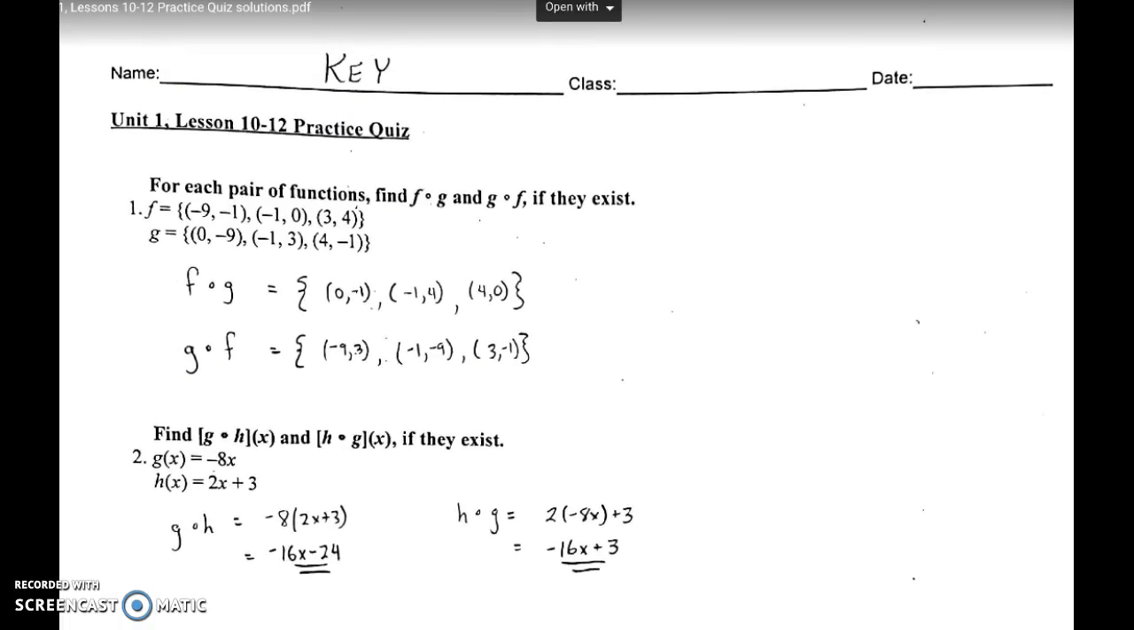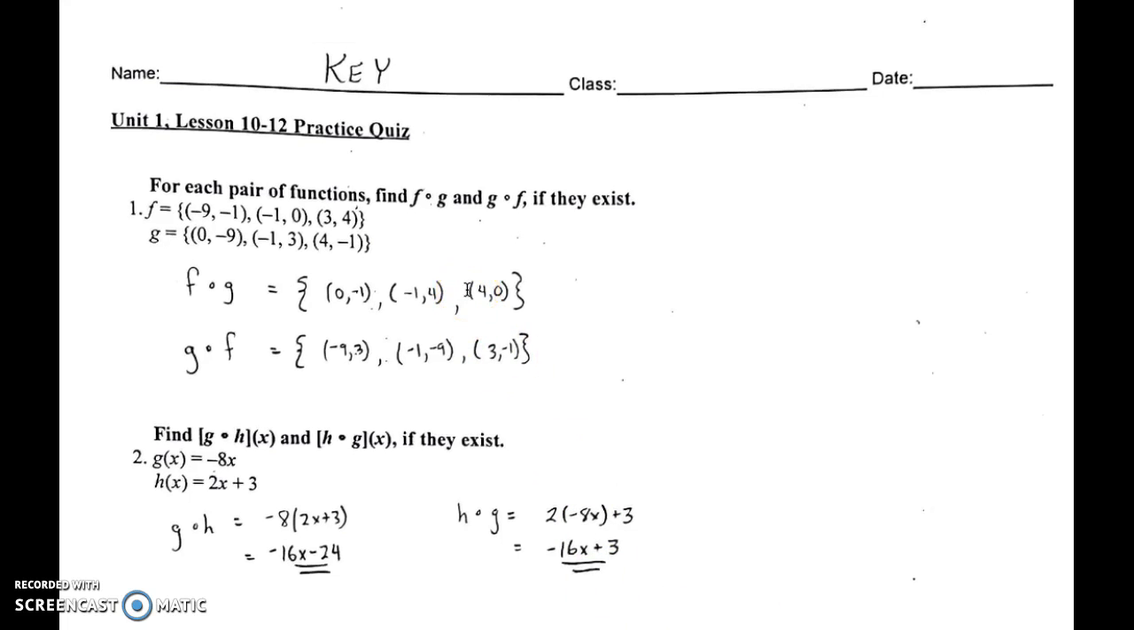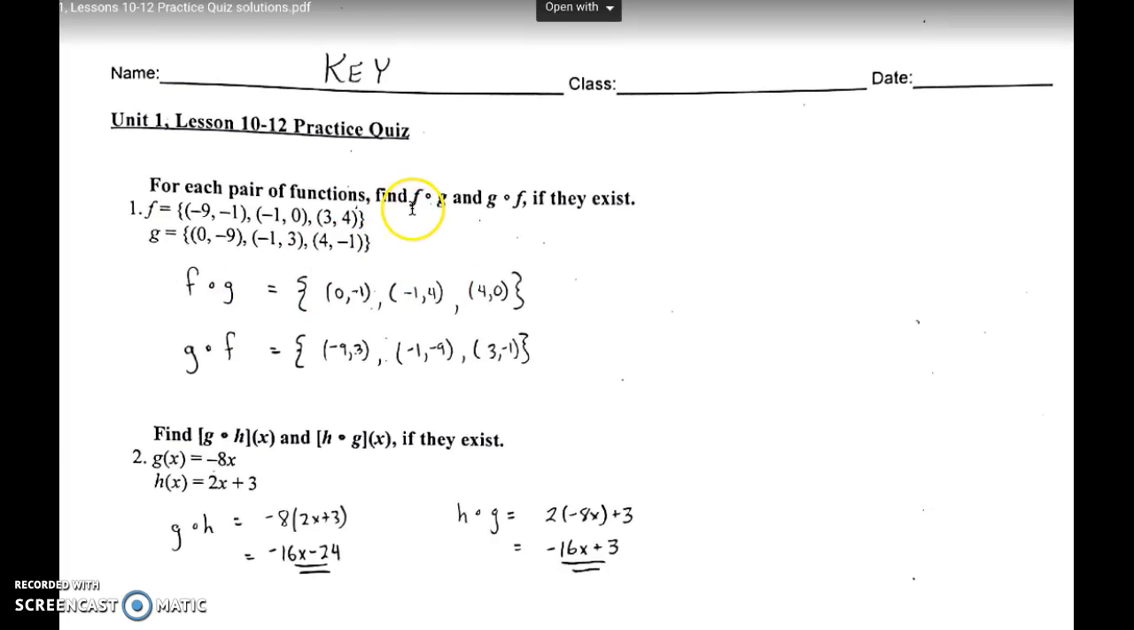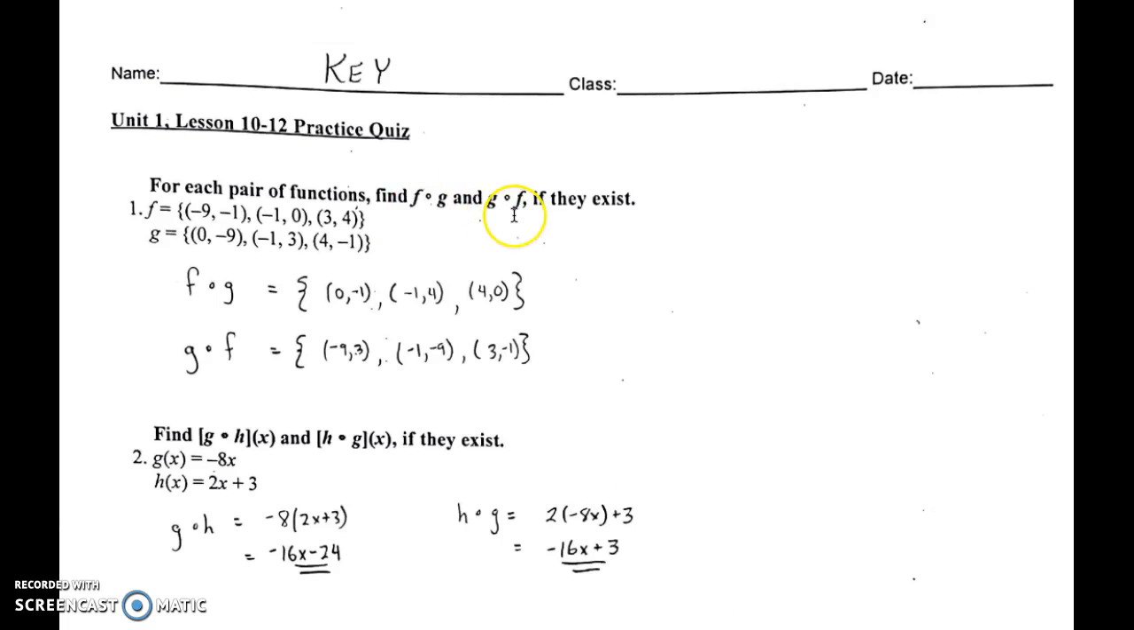Okay, we're looking at the Unit 1, Lessons 10 through 12 practice quiz today. The first question talks about composition of functions. The first few questions actually are about composition. So for number 1, it says we need to find f composition g and g composition f if they exist.